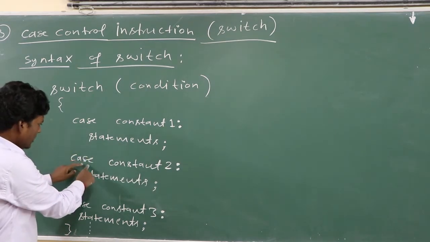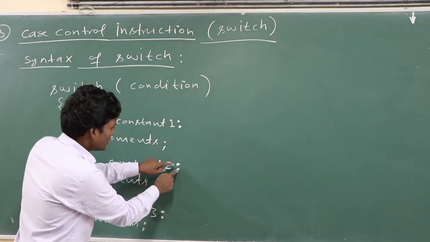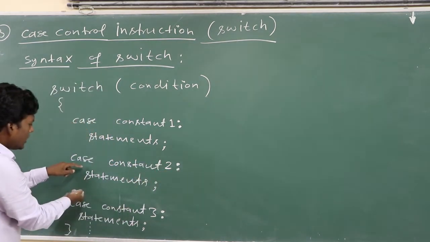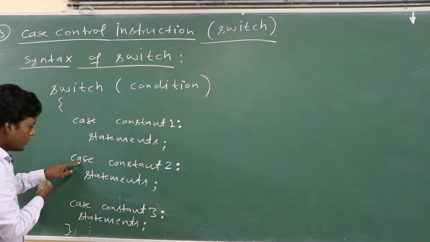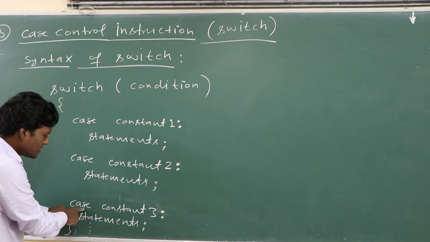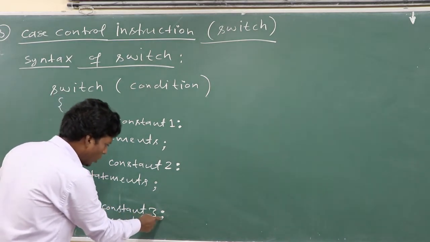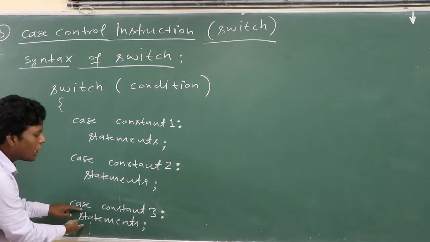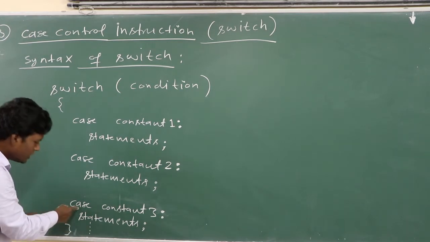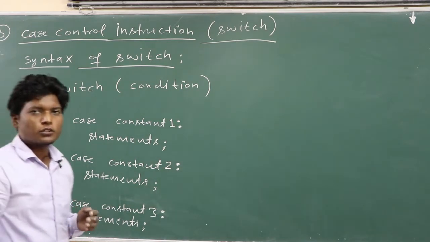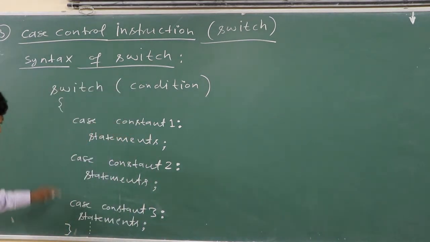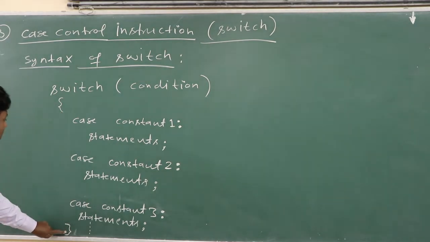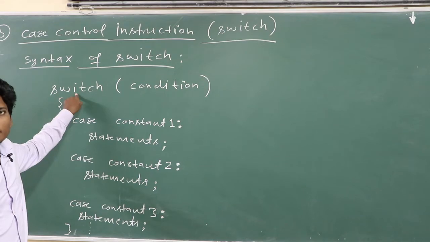Another case constant 2. This is the colon. There is a set of statements related to this case. Again, there is a case constant 3, colon. There is a set of statements related to this case. And so many times, depends upon requirement. Switch is open here and closed here. Switch is a statement, not a loop.